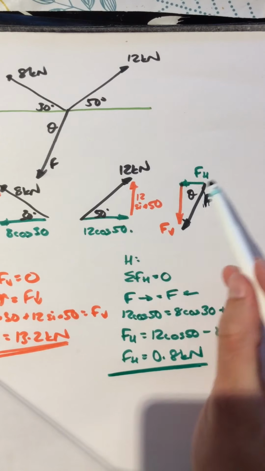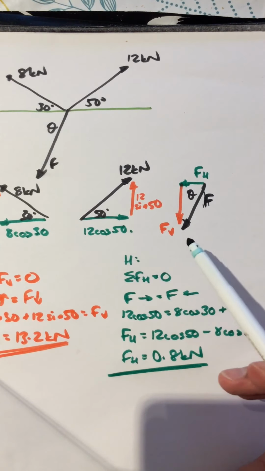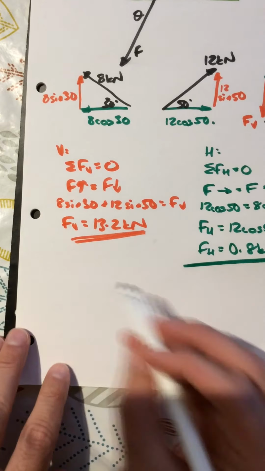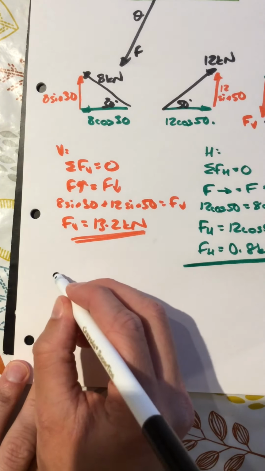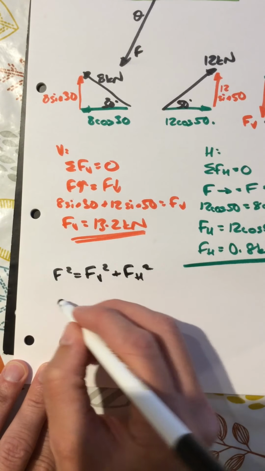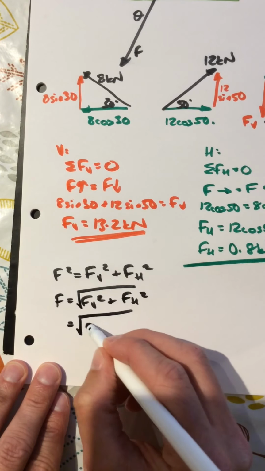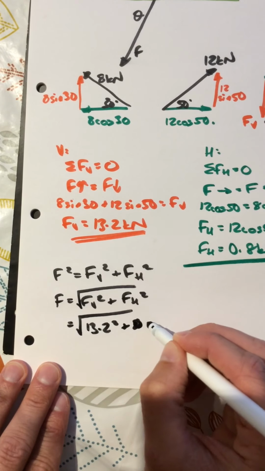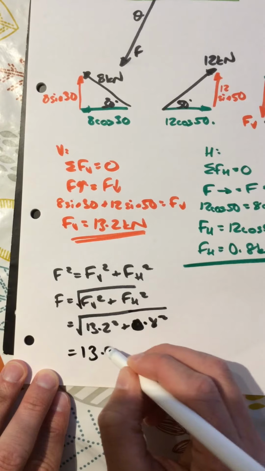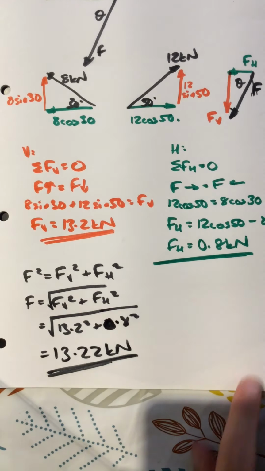Now because this is a right angled triangle, and we want to know F, which is the hypotenuse of it, we can use Pythagoras to figure that out. So we know that Pythagoras is c squared equals a squared plus b squared. We're going to use it to find F squared, or F. So F squared is equal to FV squared plus FH squared. So F is equal to the square root of FV squared plus FH squared, which equals the square root of 13.2 squared plus 0.8 squared, which equals, you stick all that in your calculator, 13.22 kilonewtons. Very close to our vertical component. Okay, so that tells us that that angled force F is almost vertical.